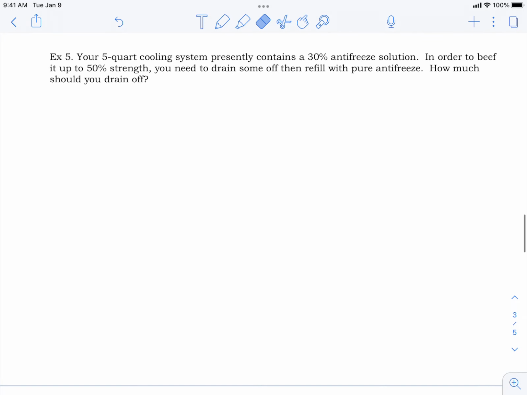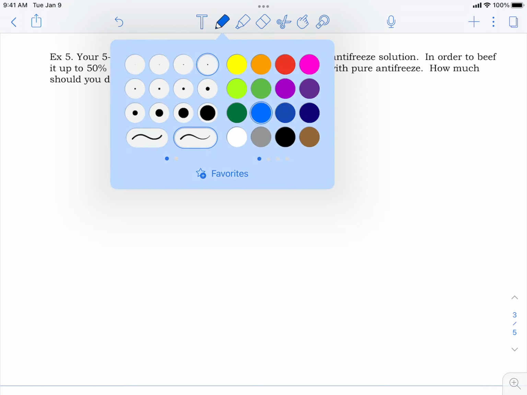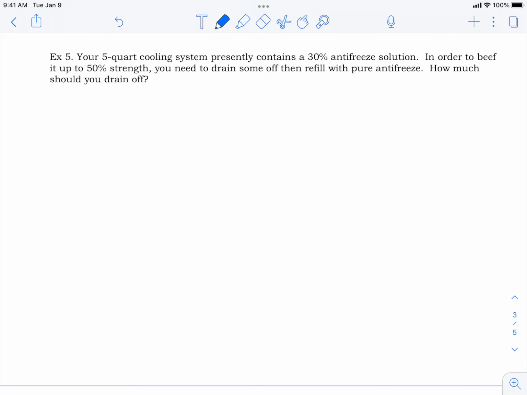Okay, here's another one of these percent concentration ones. This one's pretty cool. Your 5-quart cooling system presently contains a 30% antifreeze solution. Now this is a Minnesota problem. In order to beef up to 50% strength, which is what you need in Minnesota winter, you need to drain some off and refill with pure. Okay, cool. So how much are you going to drain off?